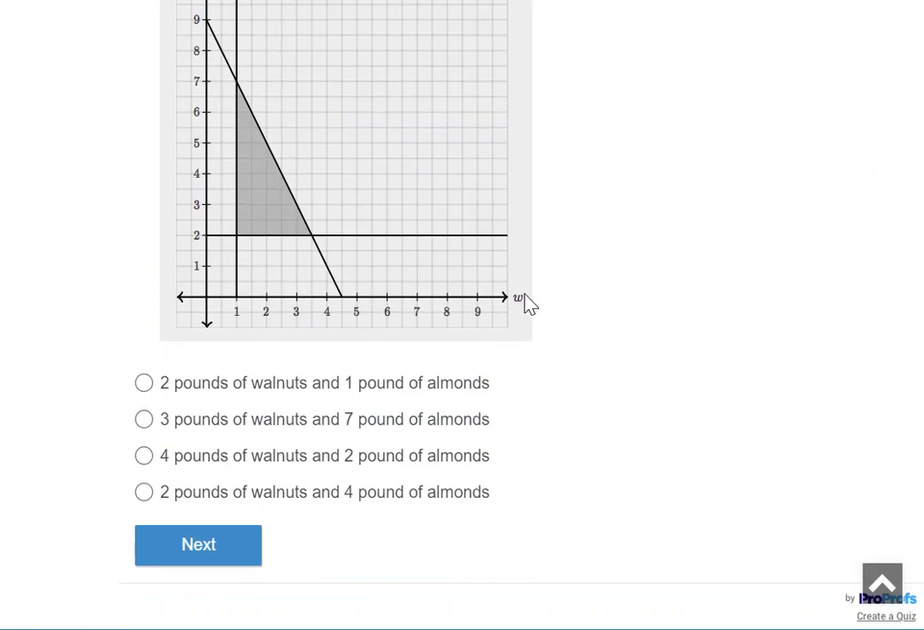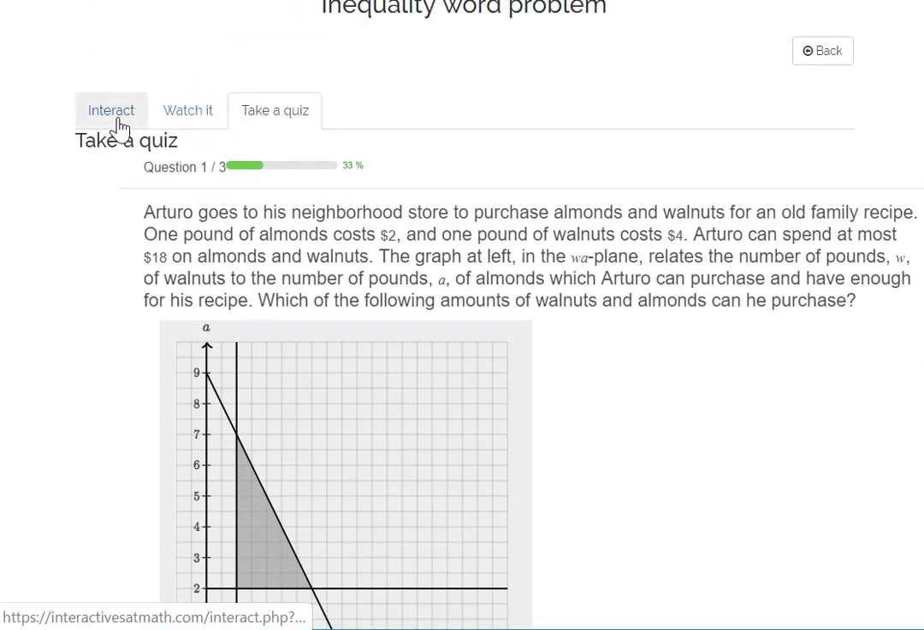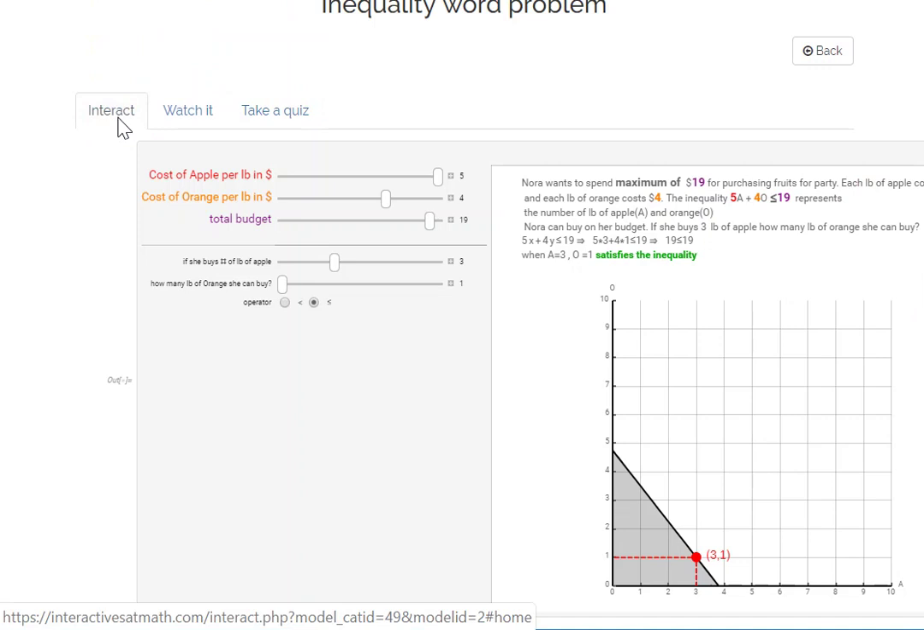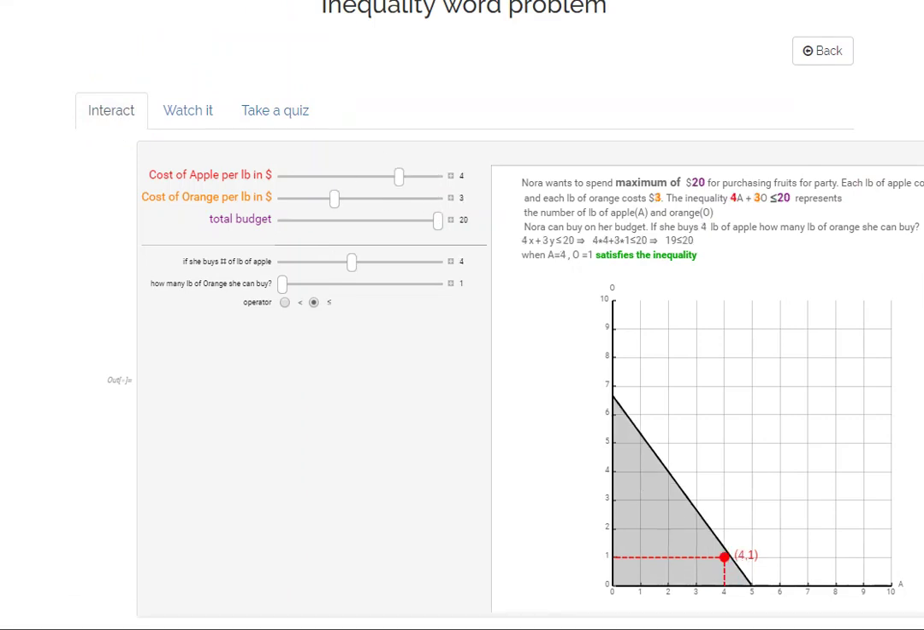So here, we have various options on how to solve these problems. Before looking into this, just interact with this model and see how quickly you can resolve this problem, which is commonly asked in the SAT.